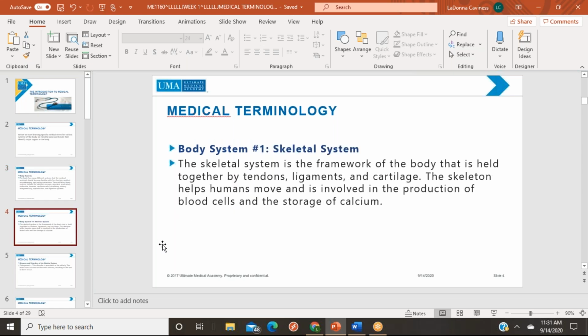Body system number one, the skeletal system. The skeletal system is like the framework of the body that is held together by ligaments, tendons, and cartilage. The skeleton helps humans move, and it involves the production of blood cells and storage of calcium in the body.